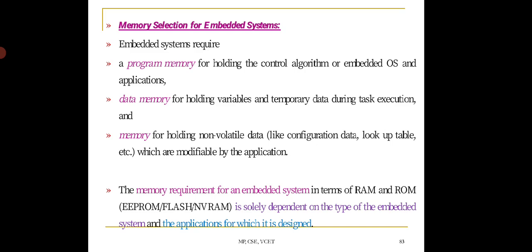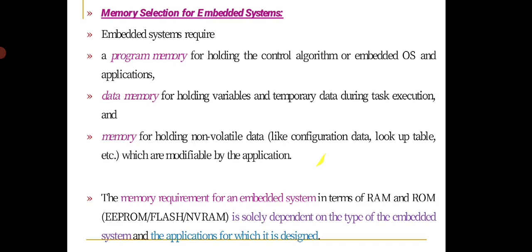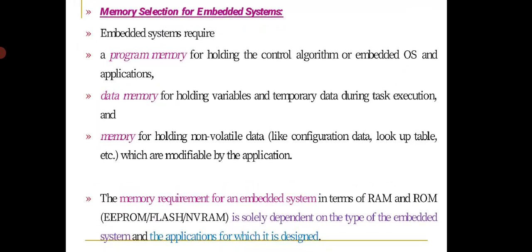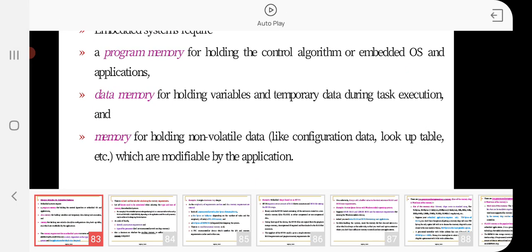An embedded system requires program memory for holding the control algorithm or embedded operating system and applications, data memory for holding variables and temporary data during task execution, and memory for holding non-volatile data like configuration data, lookup tables, etc., which are modifiable by the applications. The memory requirement of an embedded system in terms of RAM, ROM, EEPROM, flash, and NVRAM depends on the type of embedded system and the application for which it is designed. Depending on that, memory will be designed.